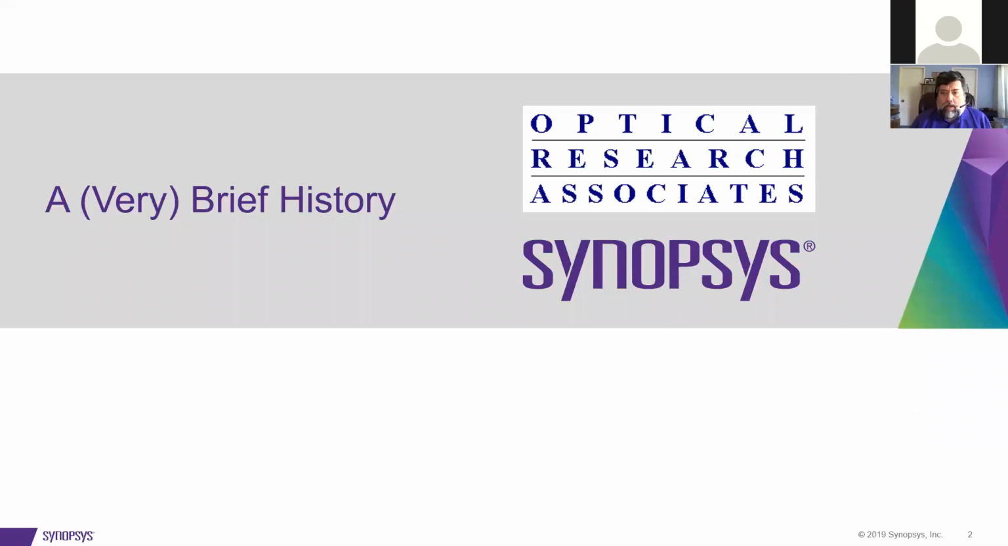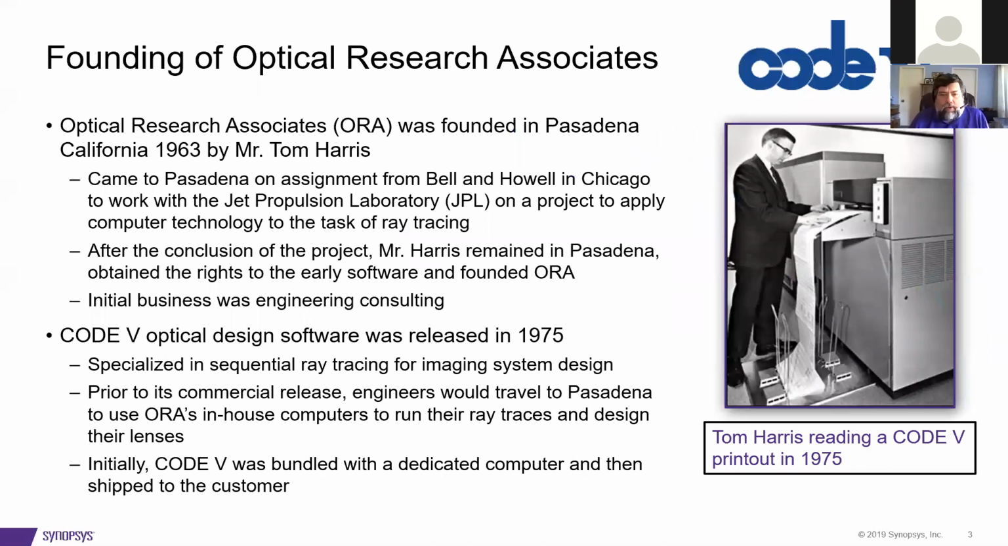So back in 1963, a fellow by the name of Tom Harris was working for Bell and Howell in Chicago, and he was sent to work with the Jet Propulsion Laboratory on a joint project that Bell and Howell had at the time. It was a crazy harebrained idea that maybe you could take these newfangled things called computers and use them to trace rays and design lenses, rather than tracing rays by hand with a slide rule, which is really how it had been done up until then.